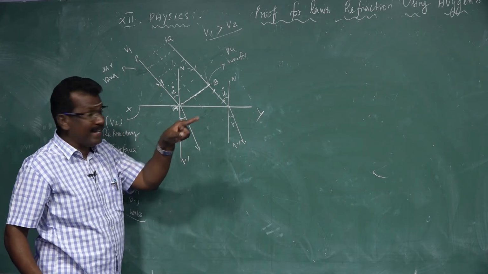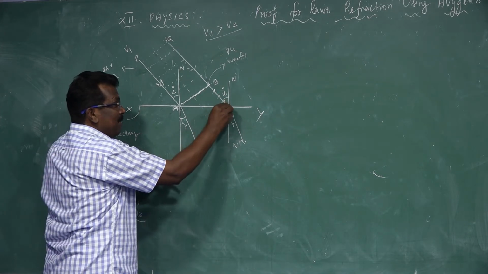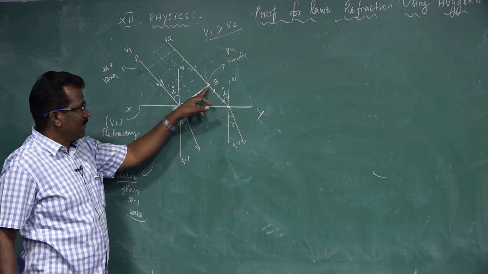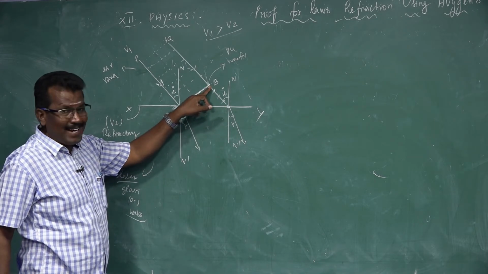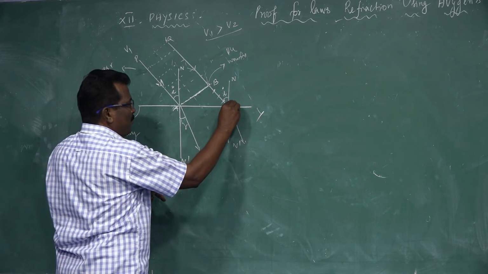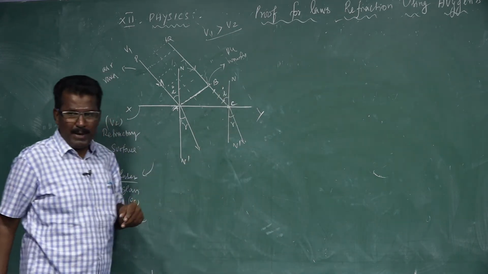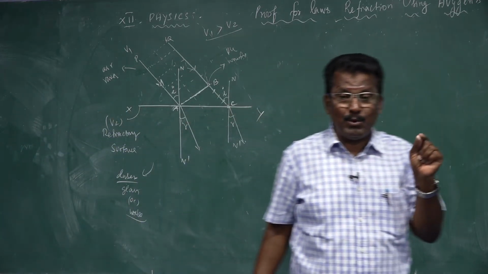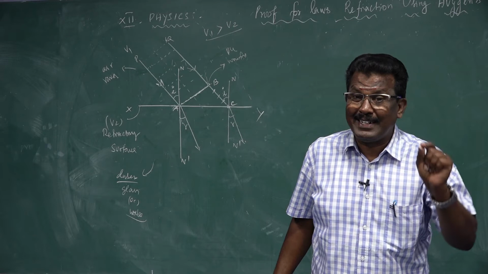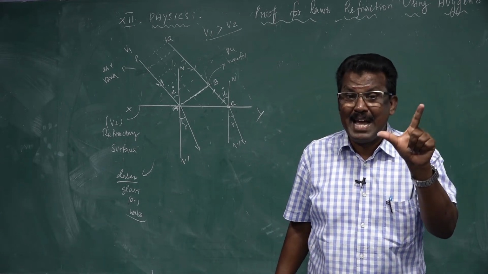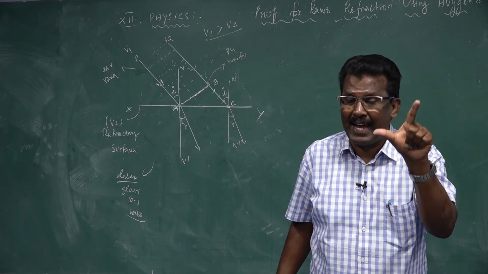After a time interval t, the secondary wavelet from B meets at this point. Suppose you put point C. But we already studied that when light travels from a rarer medium to a denser medium, its velocity decreases. If velocity decreases, it does not travel the same length as in air.